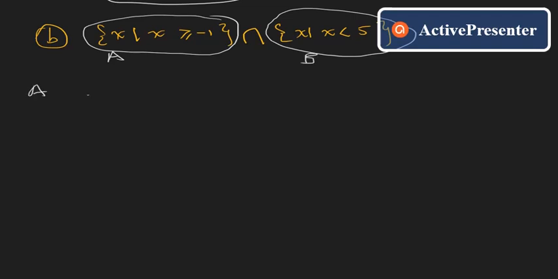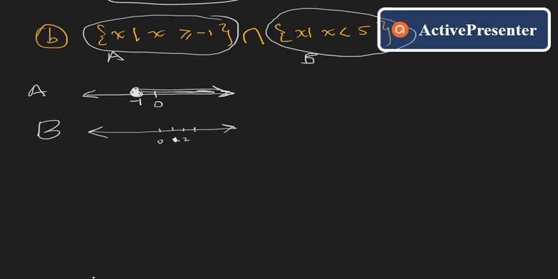So if we graph A, 0, minus 1, minus 1 closed, so x is greater than or equal to minus 1 in this area. B, x is less than 5 open, so 5 open, then we are going this way.